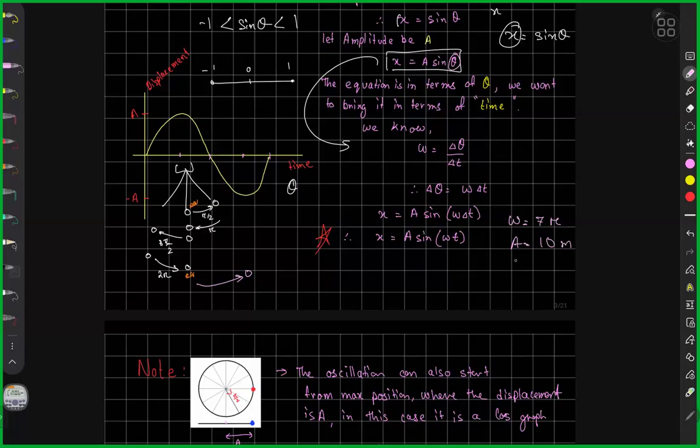By the way, always work with SI units. If the question gives you centimeters, decameters, whatnot, convert to SI units. Find the displacement when time is 330 seconds.